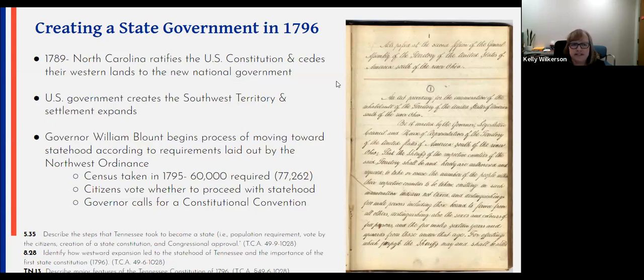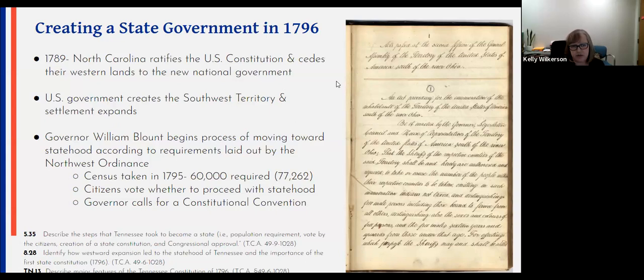So we'll start with 1789. North Carolina ratifies the United States Constitution and cedes their western lands to the new national government. So the national government at that time decides to create the Southwest Territory. That's essentially the entire state of Tennessee, part of Kentucky, but the entire state of Tennessee makes up that Southwest Territory. And so once that happens, of course, settlement really starts to expand.